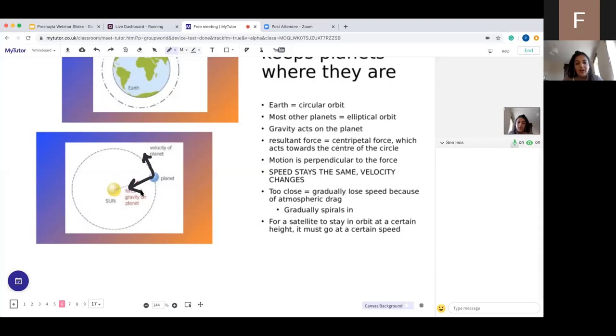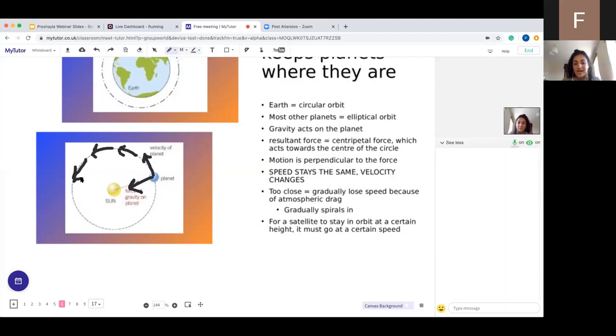Now, one last important fact about orbits is that if we have a circular orbit, we know that the planet always changes direction. So it's going left, left, left, and it's always changing direction. So we can see that the arrows are constantly changing. So it's going in a circle, just like a car in a roundabout constantly changes direction.